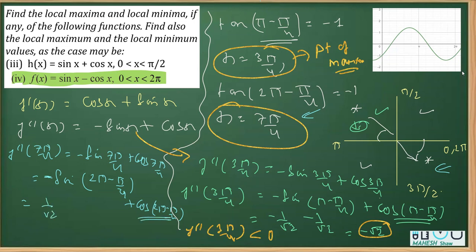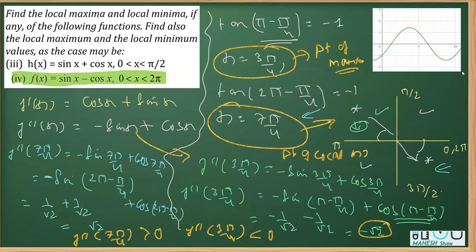In the fourth quadrant, cos is positive. That's why we'll get positive 1 by root 2. And therefore, root 2 is the answer. So what do we realize here? That f double dash, that is the second derivative test, by second derivative, this is coming greater than 0. So we'll declare this point as the point of local minima.